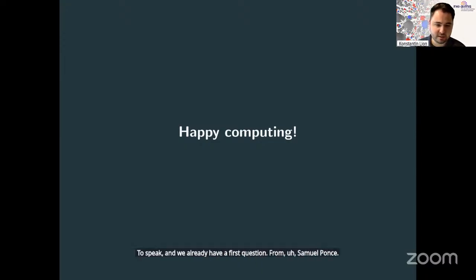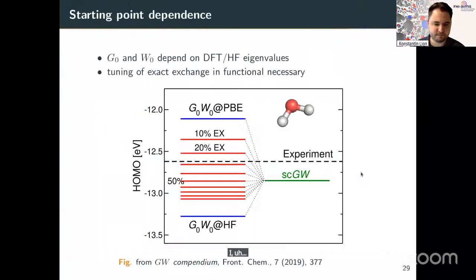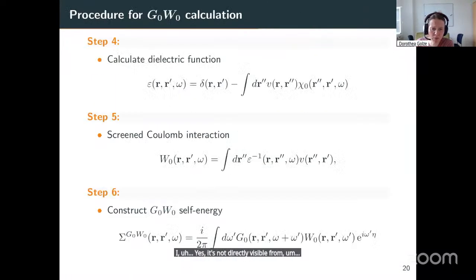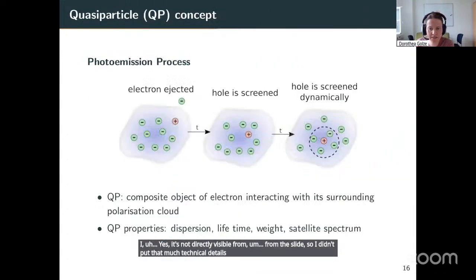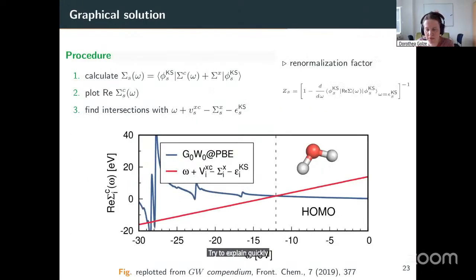Many thanks for the presentation. On slide 26, could you elaborate on the O(N^5) scaling of contour deformation for the core states? Yes, it's not directly visible from the slide, so I didn't put that much technical detail, but I can nevertheless try to explain quickly. Slide 25, right?